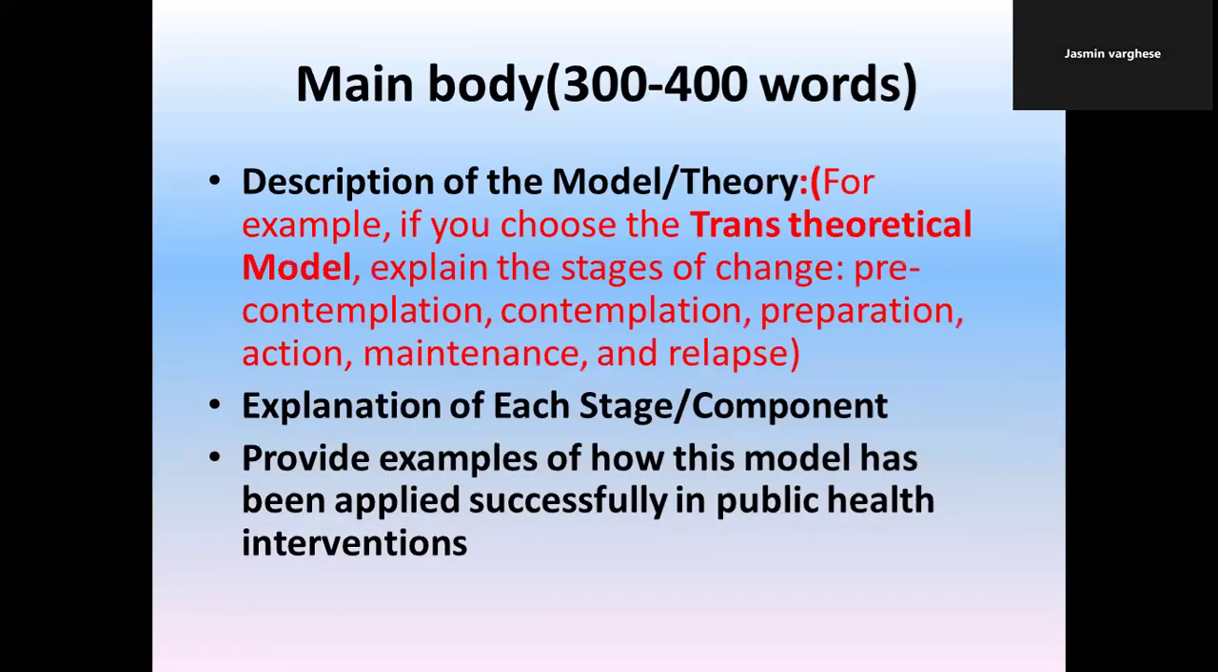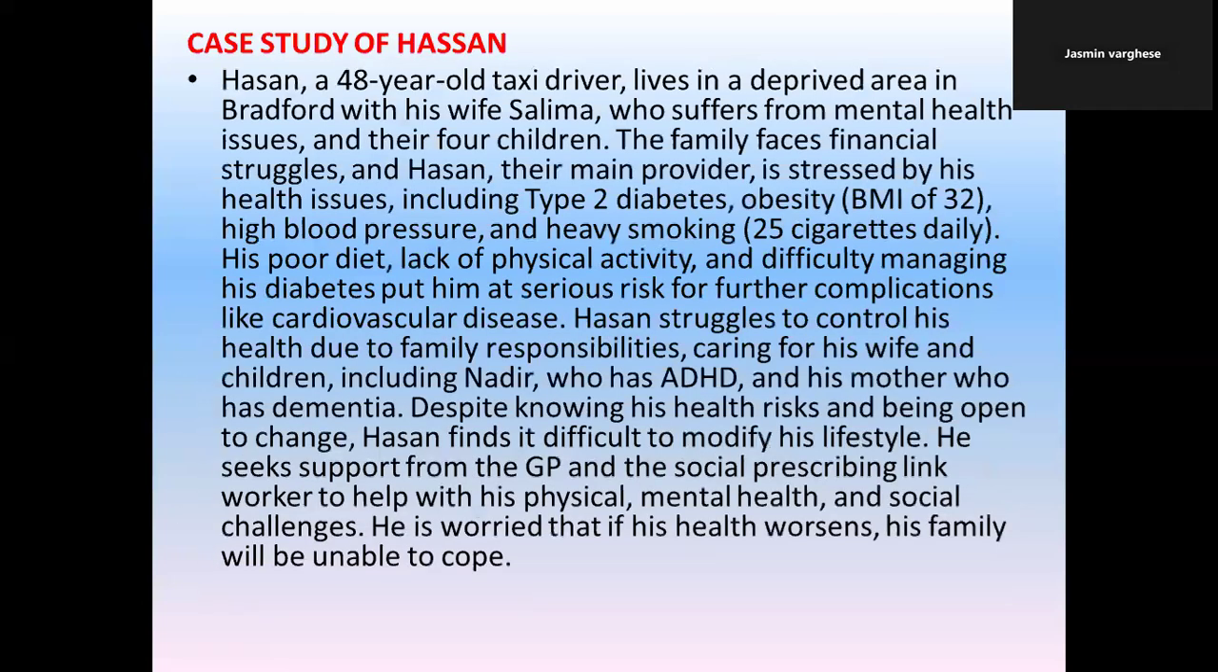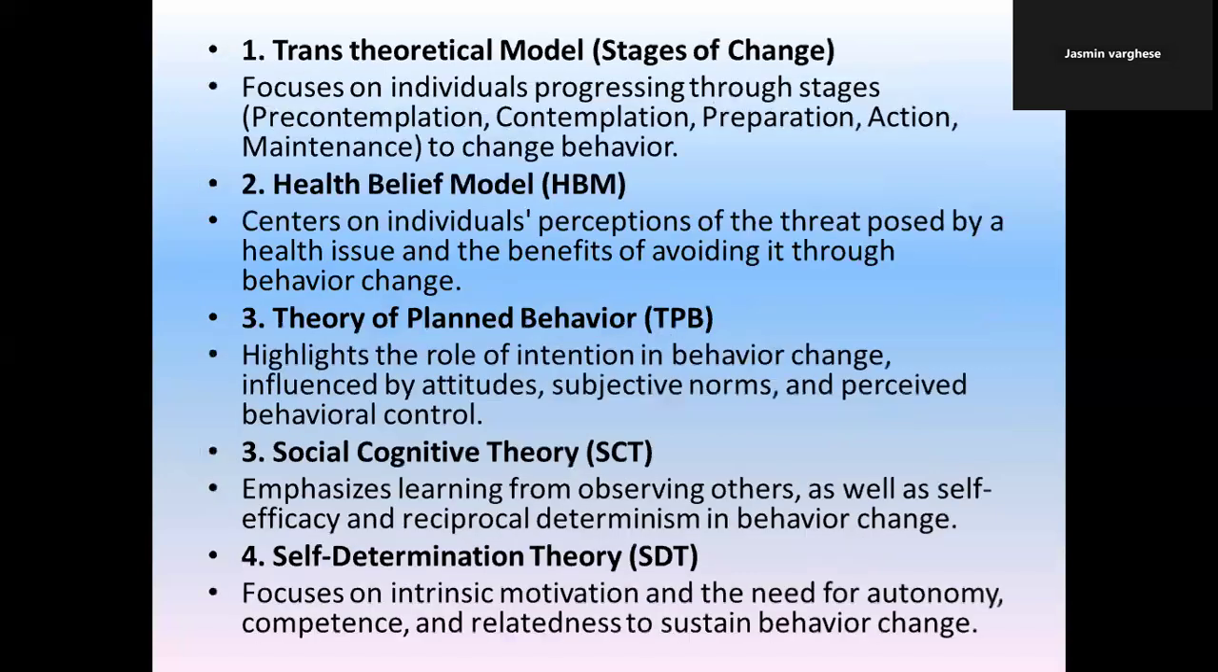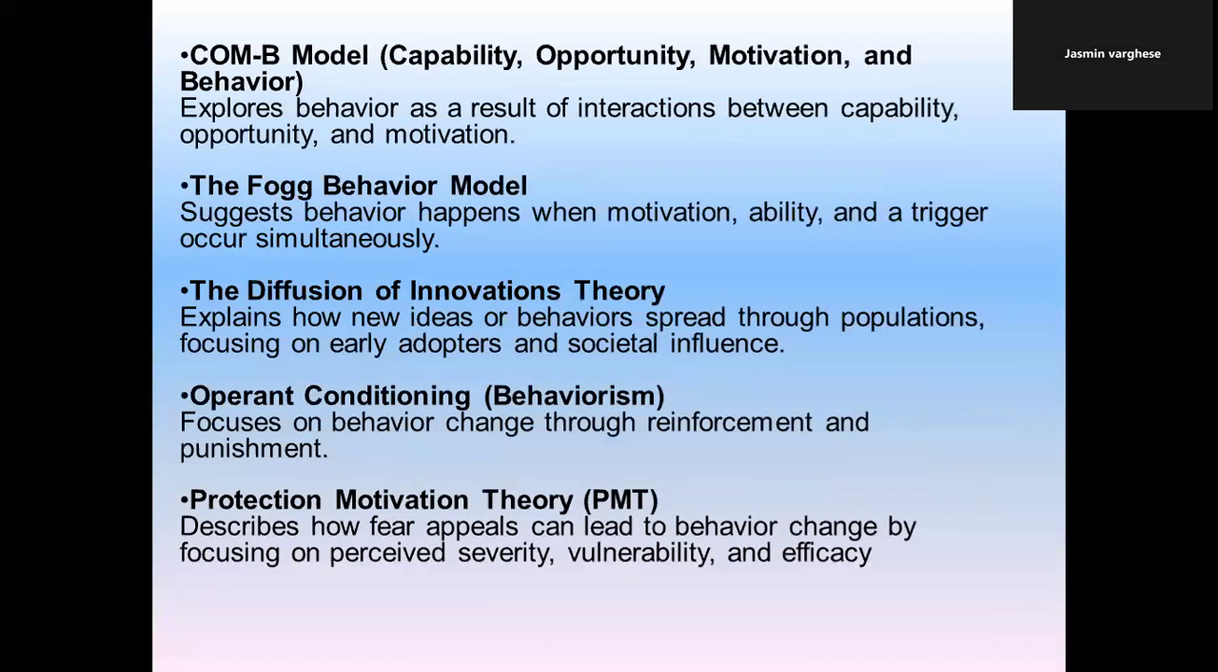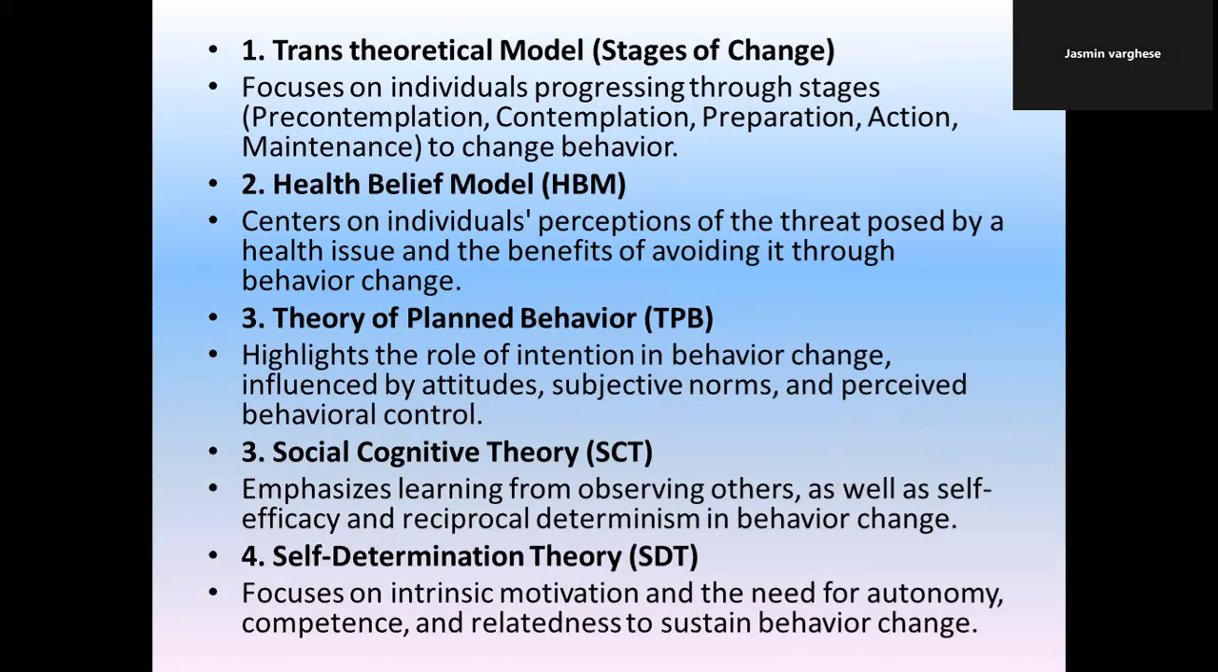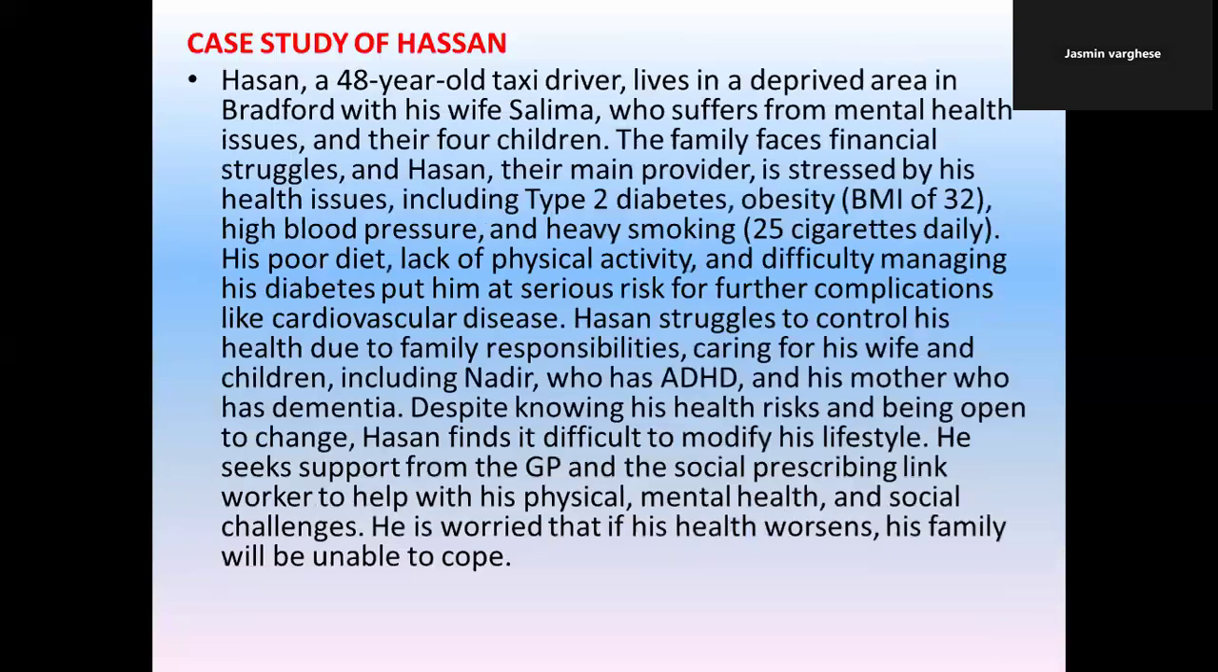And I have already given the list of models and theories. You can select any theory from this: transtheoretical model, health belief model, theory of planned behavior, socio-cognitive, self-determination, COM-B model, the Fogg behavioral model, the diffusion of innovation theory, operant conditioning, protection motivation theory, anything. The transtheoretical model is the easiest theory, because there are different stages and you can easily explain things.